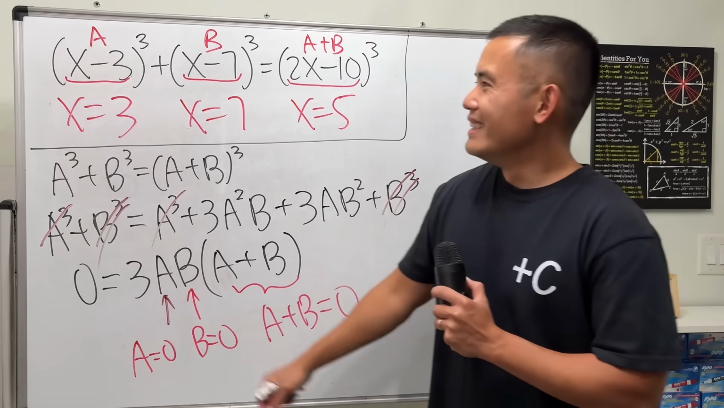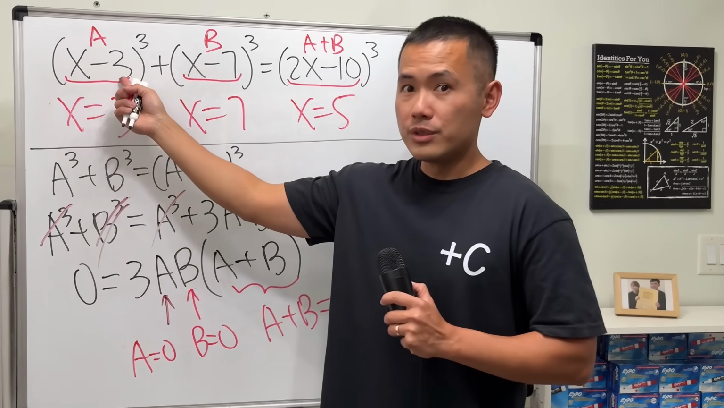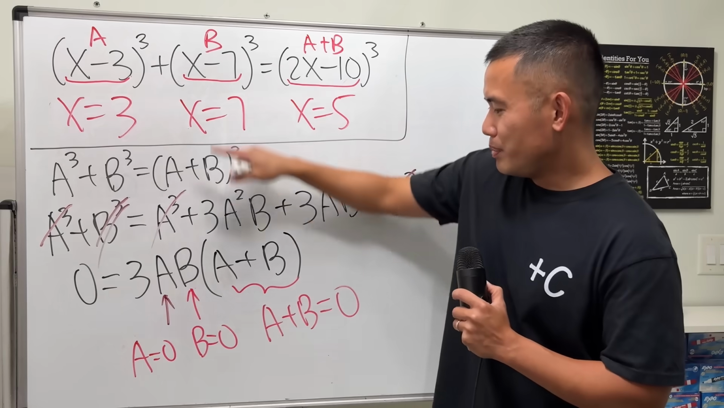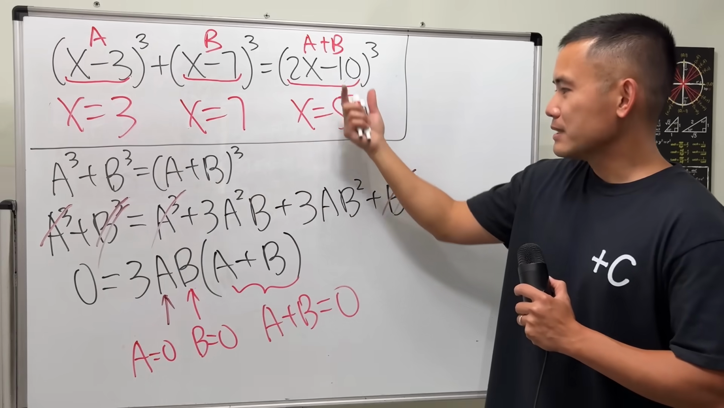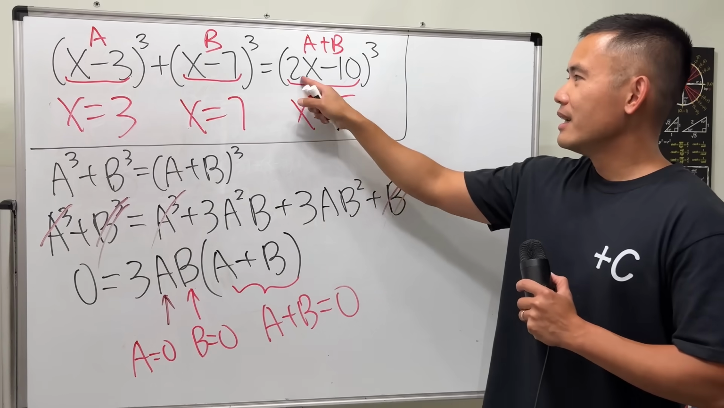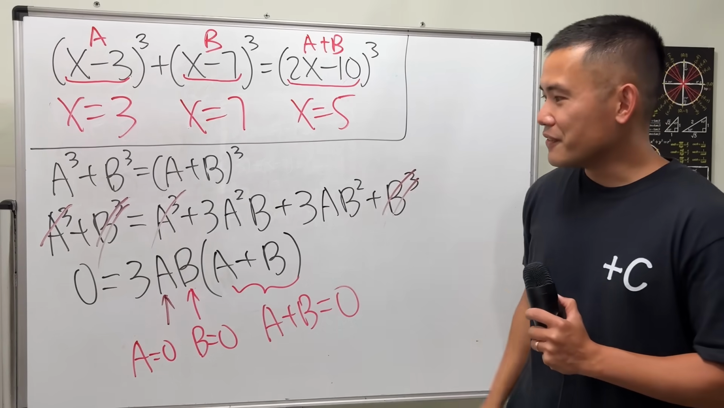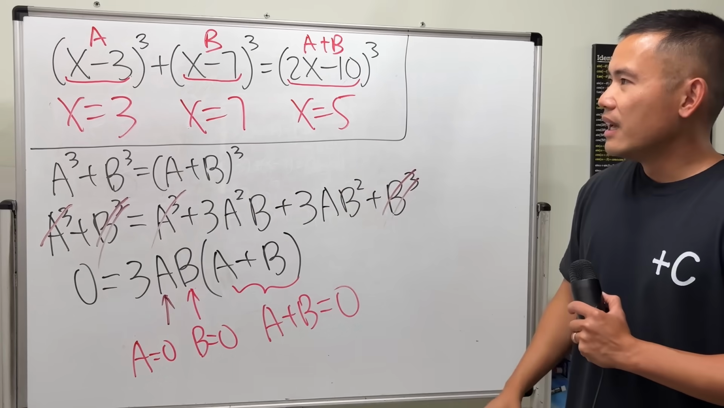So as you can see, when you set A equals 0, x minus 3 is equal to 0. That means x is equal to 3. Next, when you put B equals 0, x has to be 7. Lastly, A plus B is equal to 0, 2x minus 10 is equal to 0. That means x is equal to 5. And we are done. This is so nice, isn't it?